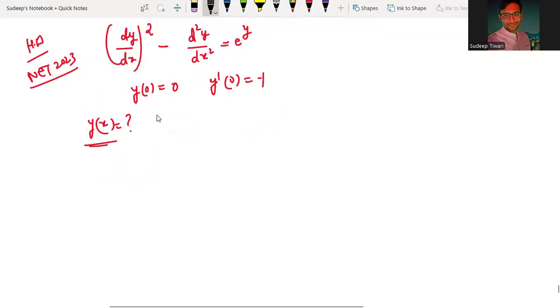So it was given that (dy/dx)² minus d²y/dx² is equal to e raised to power y, and y(0) was given to be equal to 0 and y'(0) was given to be equal to minus 1, and then it was asked what would be the solution y of x. That was asked. So let us begin with this question at first.